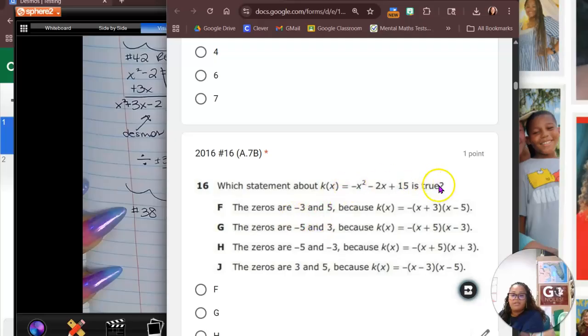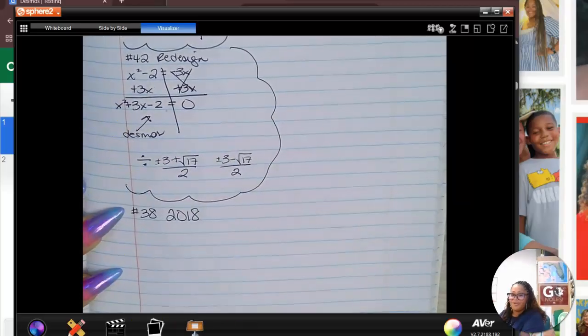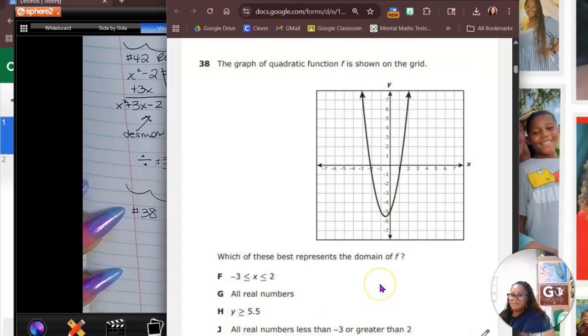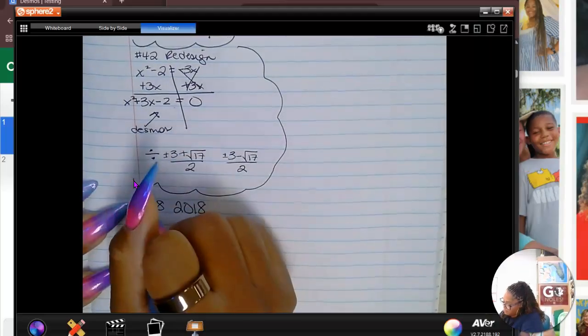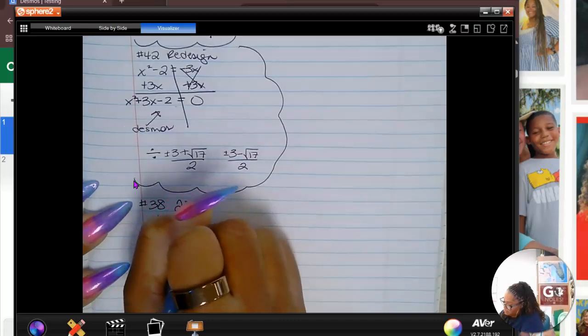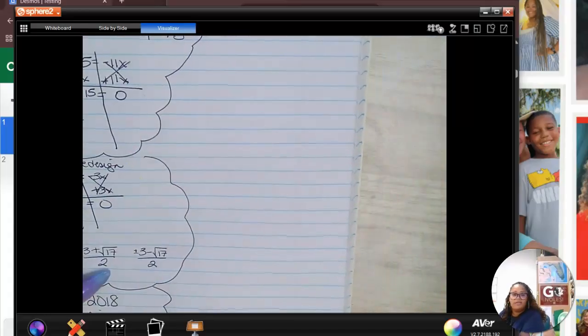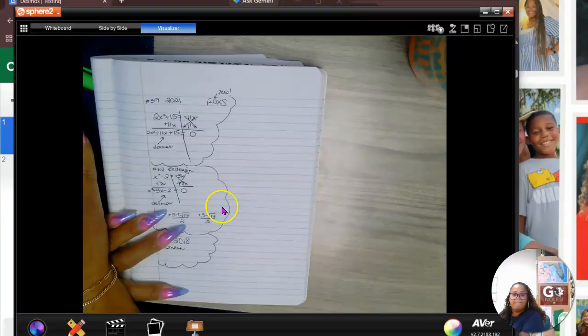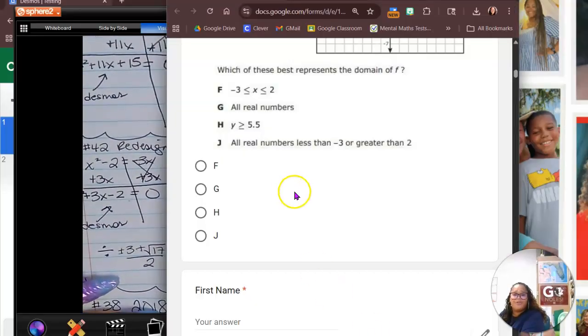Which statement about k of x equals negative x squared minus 2x plus 15 is true? So we need to go to Desmos and type it in. What did I not write down? Oh, here I'm just writing down the domain. Alright, next one. What's my question? Oh, there it is.